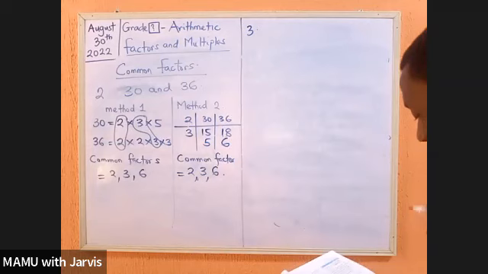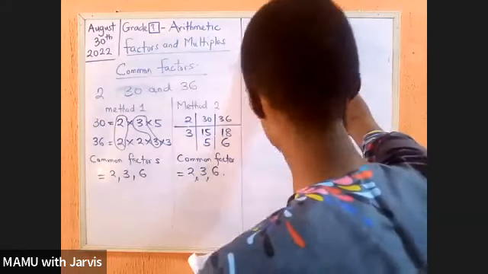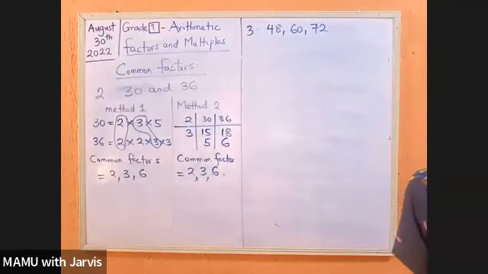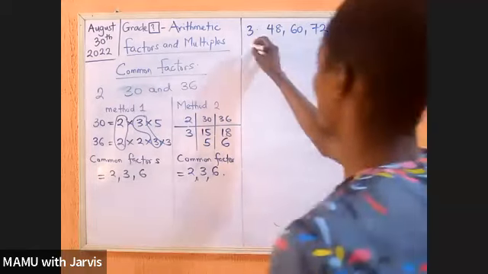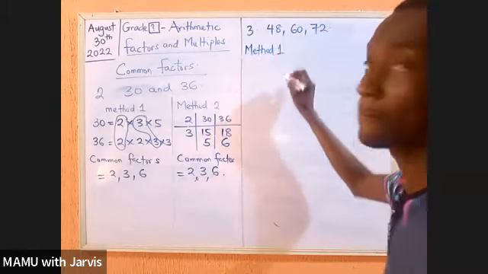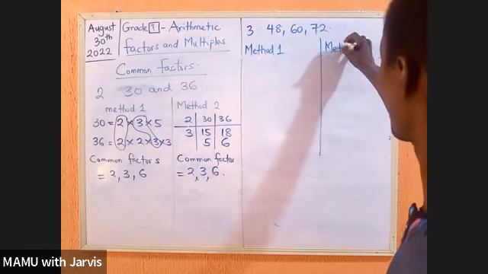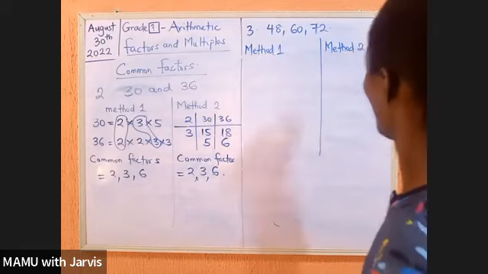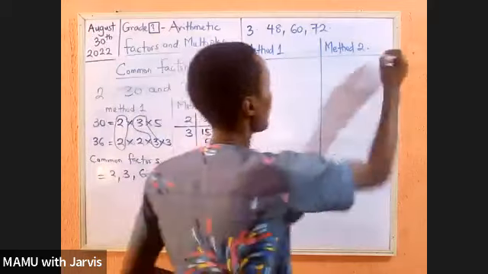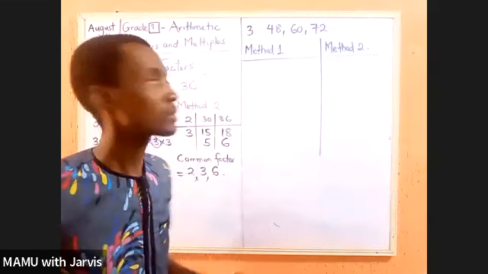I'm trying to look for one that will stretch us a little. So let's look at 48, 60, and 72. Method 1 and method 2. Please take note that you're not required to use both methods to solve. I'm just doing it so that whichever method appeals to you, stick to it and use.